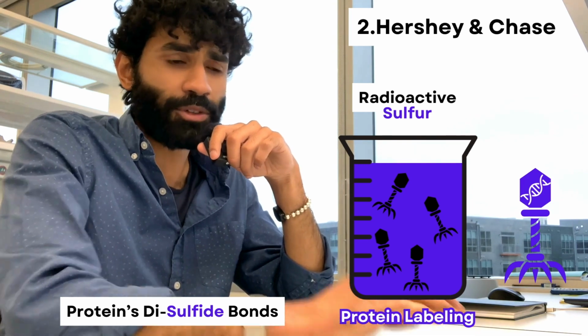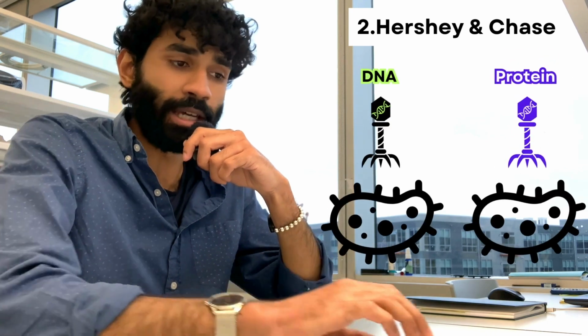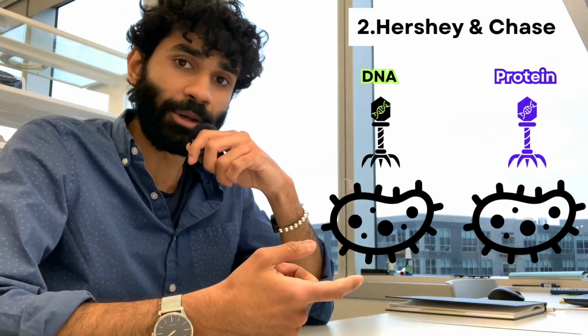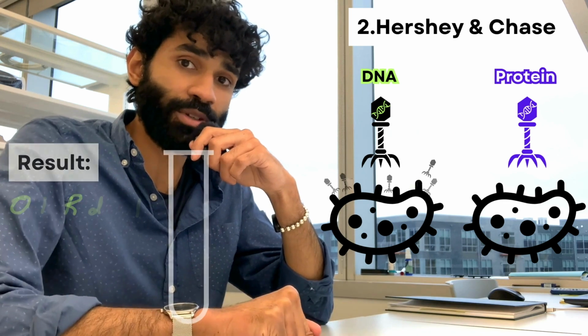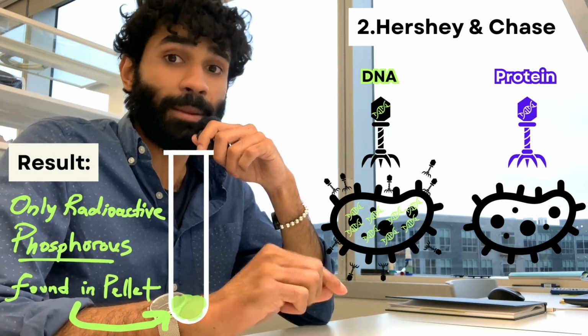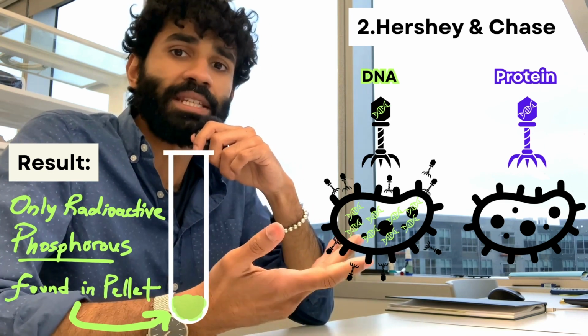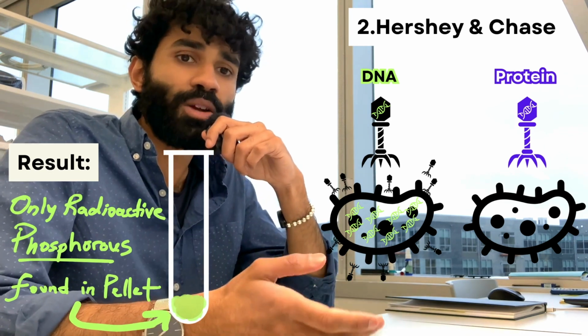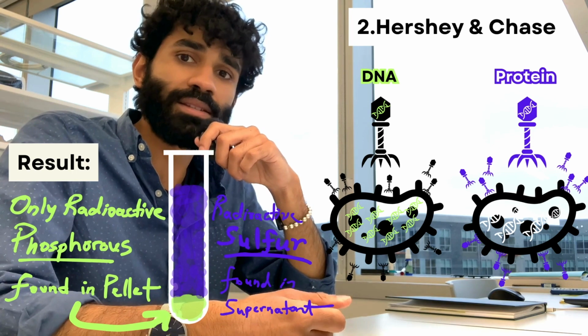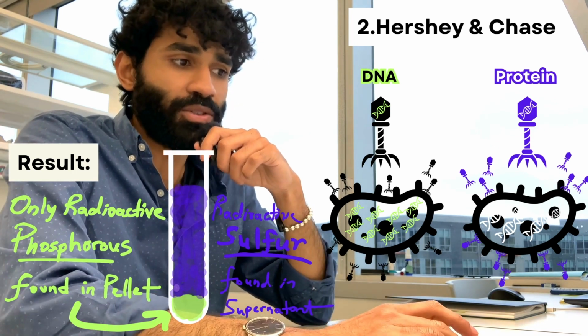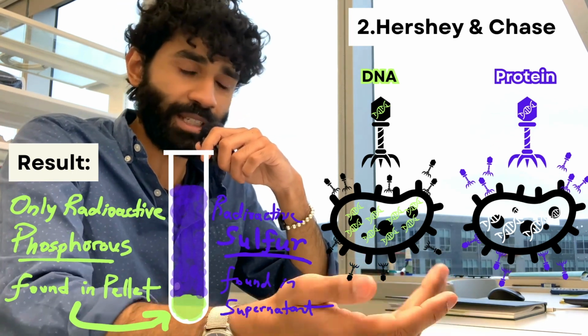After they created these phages in the different media, they infected bacteria. What they found is when you spun down the bacteria, they only found radioactive phosphorus, which labeled the DNA, in the pellet with all the bacteria. And then the supernatant, which was the media, had all the radioactive sulfur, which was labeling the proteins of the phages. And so this made the case again for DNA.